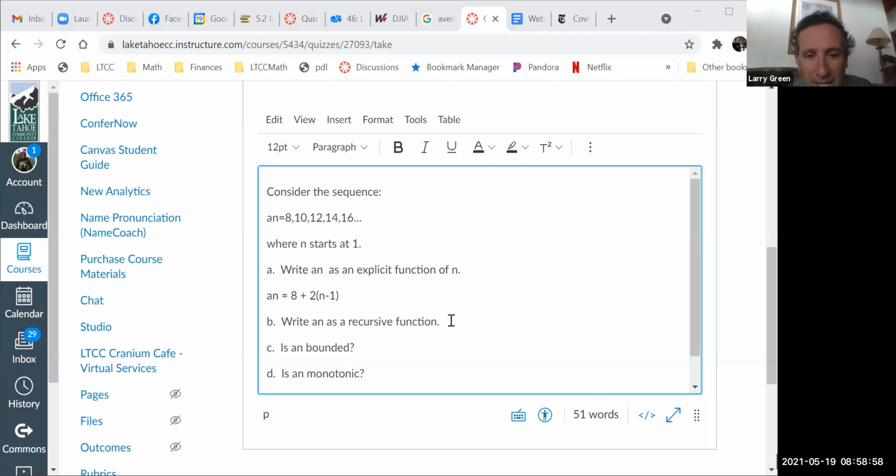Okay, for part B, write it as a recursive function. With a recursive function, what two pieces of information do you have to give? You have to give the first term, and that's supposed to be very easy if you have a list of terms. What's the first term? That should be the easiest question in the world here. 8. Okay, so we can say that A_1, because I'm starting at 1, A_1 equals 8. And then what other piece of information do you have to give?